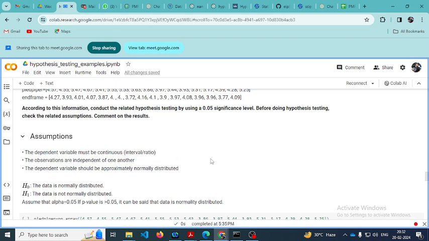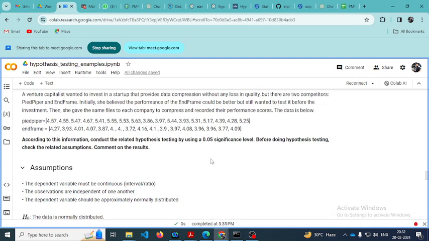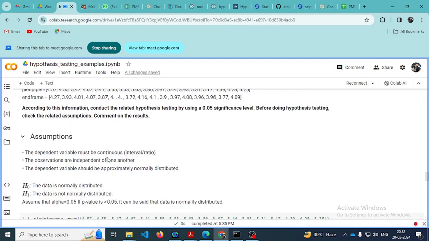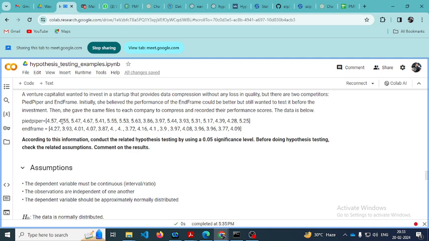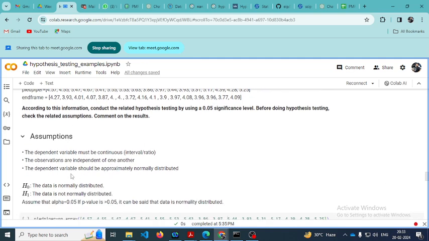Again, this is a kind of dependent variable problem. The observations are independent from one another. These two are different, they are not dependent. This is different company data and that is a different company, they are independent from one another. The dependent variable should be approximately normally distributed.